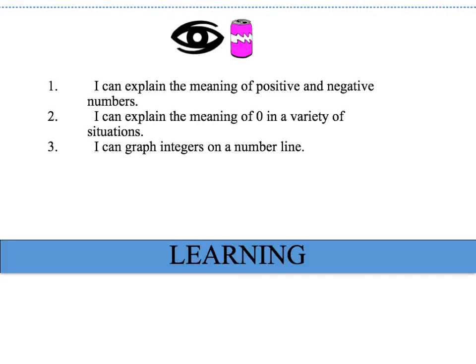This lesson has three I can statements. The first I can statement says I can explain the meaning of positive and negative numbers. The second I can statement says I can explain the meaning of 0 in a variety of situations. And the last I can statement says I can graph integers on a number line.